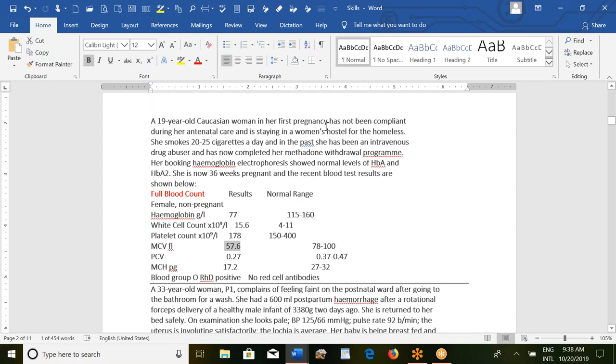So basically, this girl is anemic, and that's why they gave you all this description that she was an addict, and she is underprivileged. She's homeless. In a care home. Malnourished. Her food is not good. So she has this anemia.